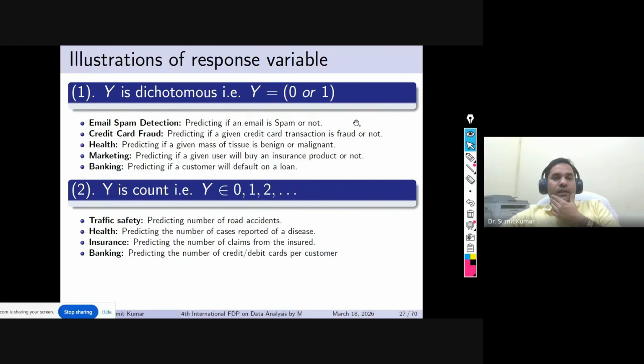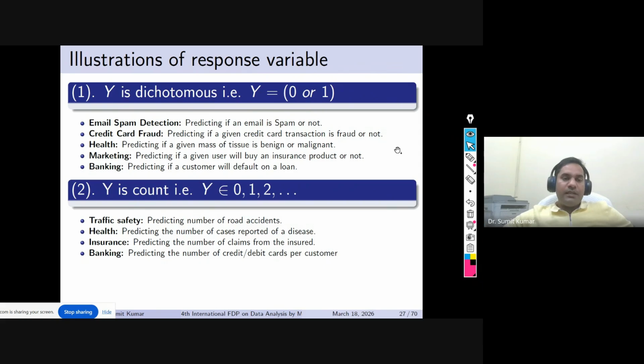These are the response variables. Which kind of response variable can you take? The dependent variable can be dichotomous, where you put the value 0 or 1, like predicting if an email is spam or not. If it is spam it is 0, if not it is 1. Credit card fraud prediction is whether a given credit card transaction is fraud or not. In the health sector, predicting whether a given mass of tissue is malignant or not.